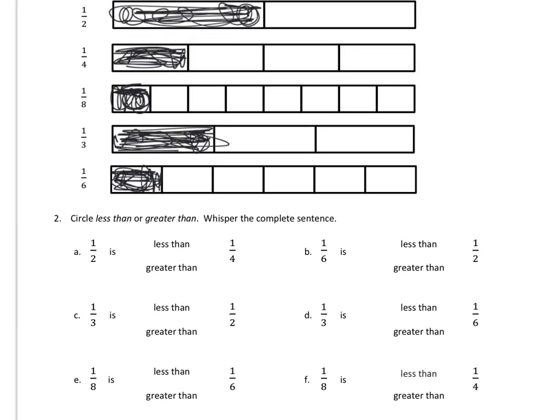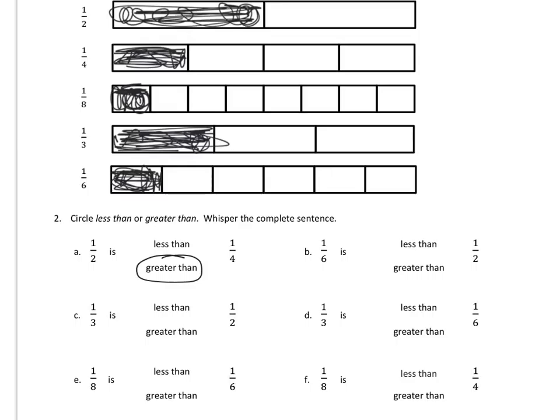And now we're going to start with number A. 1/2 is less than or greater than 1/4. So we can just go up here and look at 1/2 and 1/4. Is 1/2 greater or bigger? Or is 1/4 bigger? I would say 1/2 is bigger. So we're going to say 1/2 is greater than or bigger than 1/4. Okay.